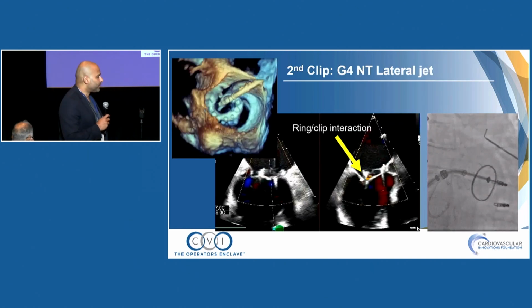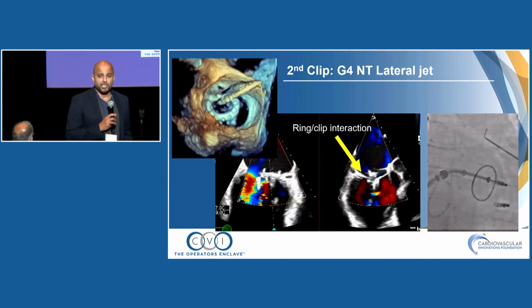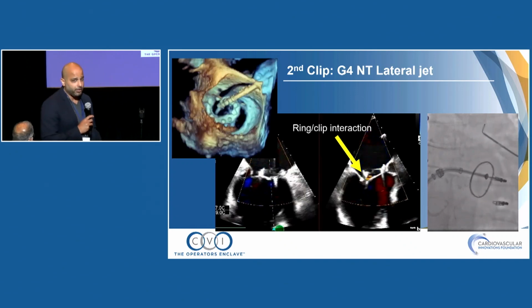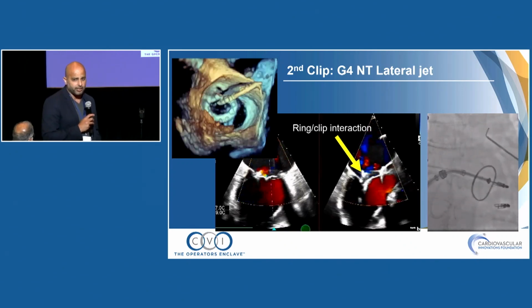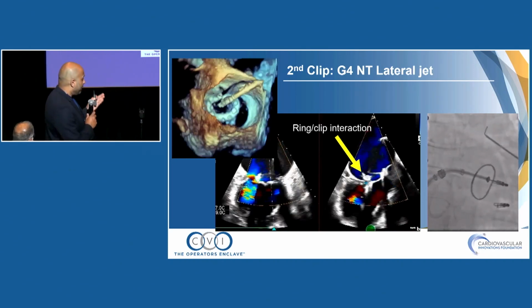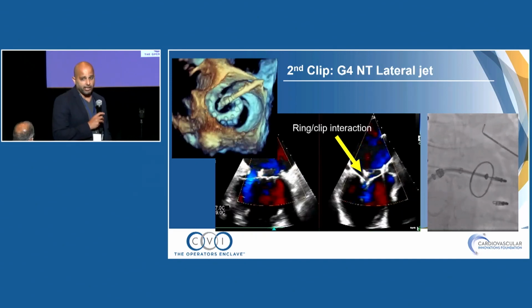Fast forward, of course, being at Cedars, we did the second clip, and again we used the G4 NT towards the lateral jet, and you can see here that we had a very good visualization to be able to steer it. You can see how close the interaction is between the clip delivery system and the ring. Despite that, we were able to get a very good reduction.